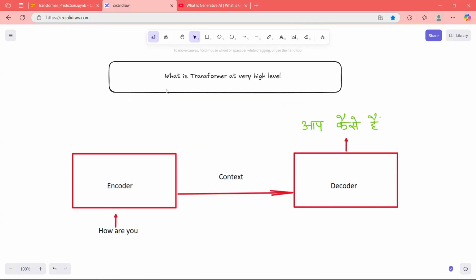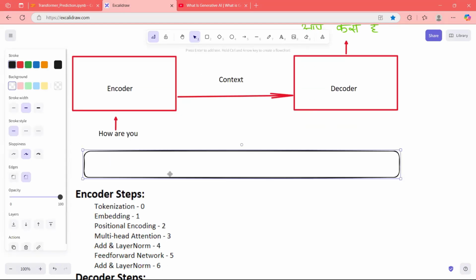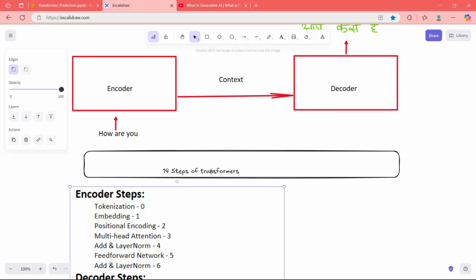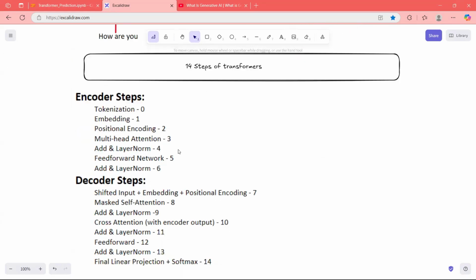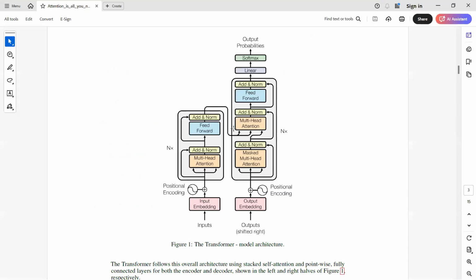So I will just put it here and then we will understand. 14 steps of transformers. This notebook, this page will be in my GitHub. Don't worry, you can download it. So what are the encoder steps? Let's go to the famous paper, Attention Is All You Need. On the left hand side, what you see here is the encoder. On the right hand side, what you see here is the decoder.